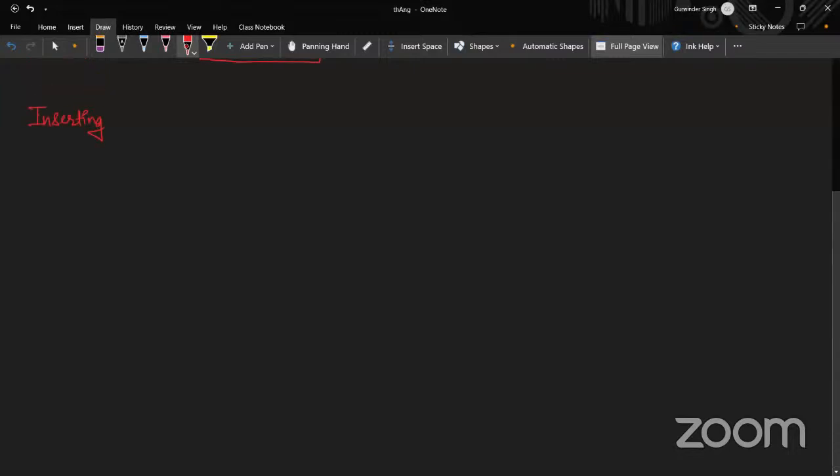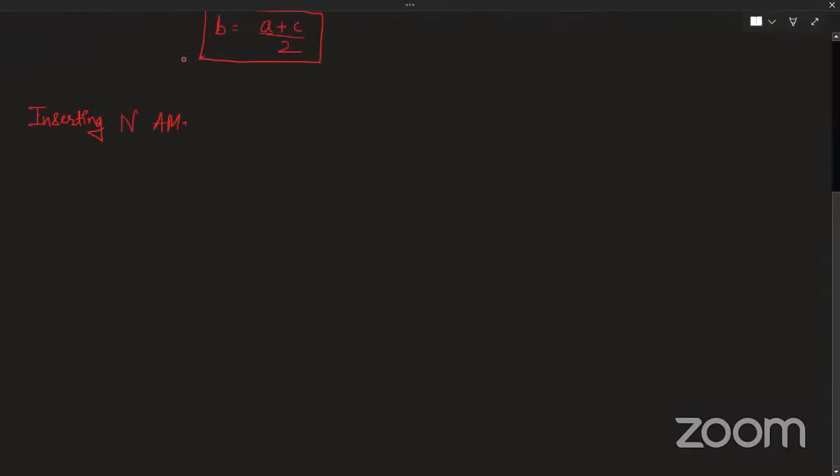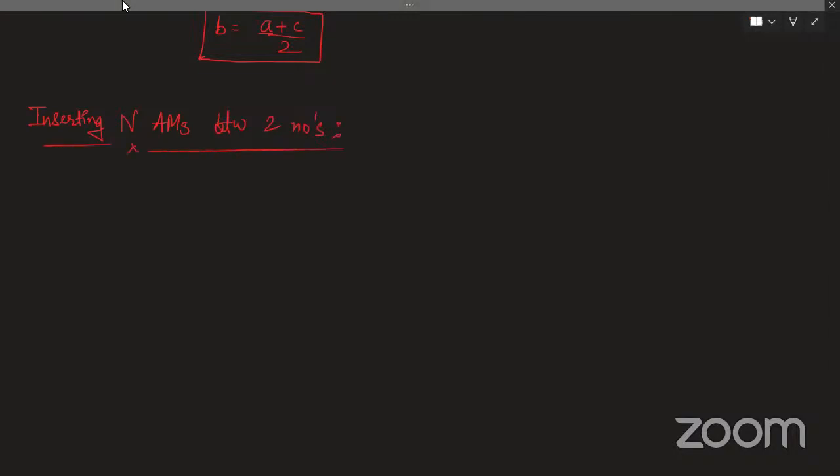Have you done this topic in college, like sequence and series? No, sir, but this formula, B equal to A plus C by 2, has been taught by the teacher in 10th class. Yes, arithmetic mean everyone knows. There is nothing special in that. So inserting n arithmetic means between two numbers. Which topic are you currently on in your college?